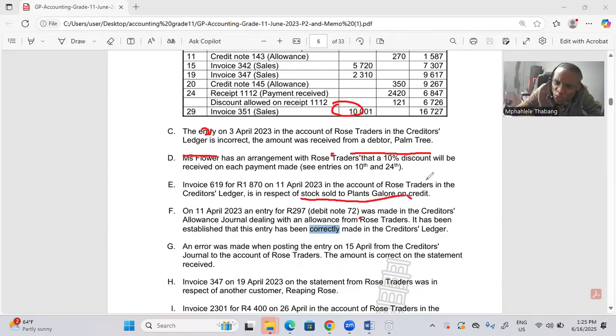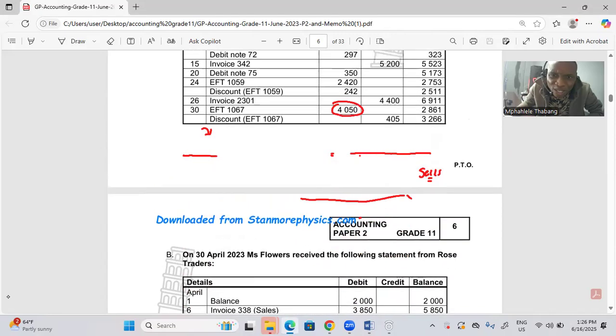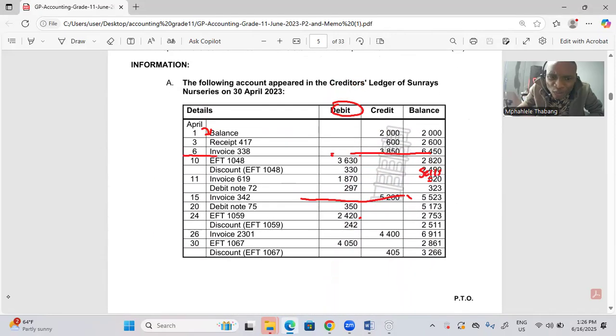So the business sold on credit. And when the business sells on credit, it normally records that sale on credit in the debtor's ledger. So the debtor's ledger is the one which is affected. In this case, when the business sells, the customer will owe the business, not the business owing someone else. So this is a mistake. This 1,870 in the creditors ledger is a big mistake.